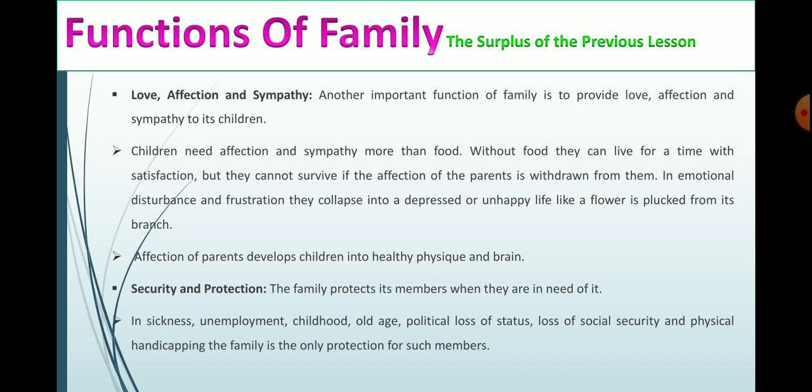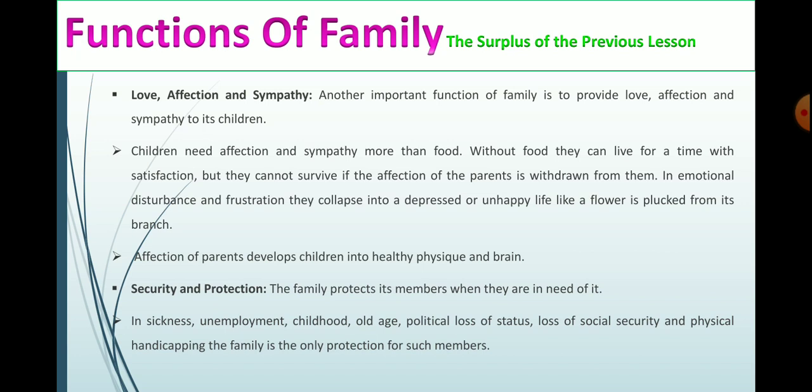Children who are loved by the family or by their parents, or we can say their affection or sympathy is illustrated for them, you know, the children are healthy, they are intelligent, as well as they have very good minds, or we can say brain.